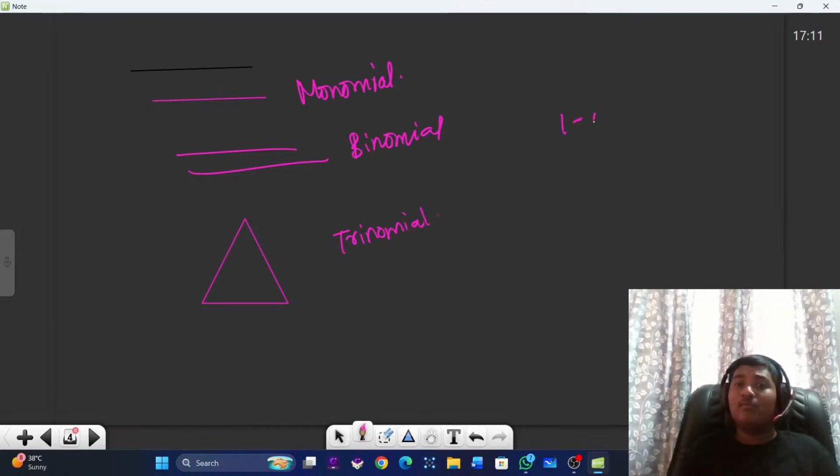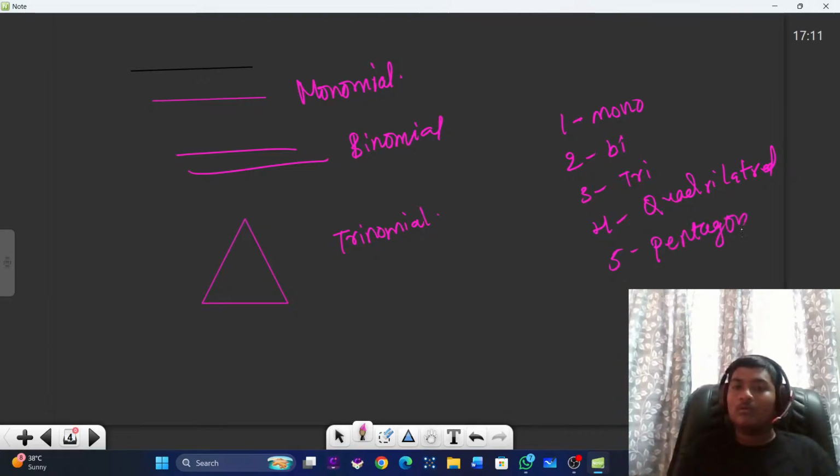So one is mono, two is bi, three is tri, four is quadrilateral, five pentagon, six hexagon, seven heptagon, eight octagon, nine nonagon, ten decagon.